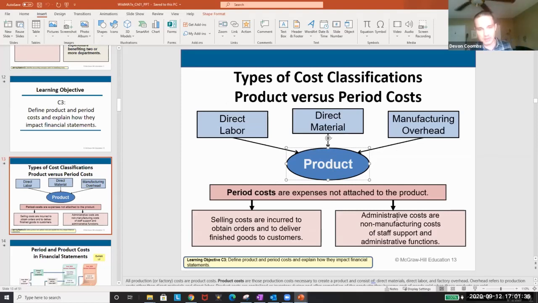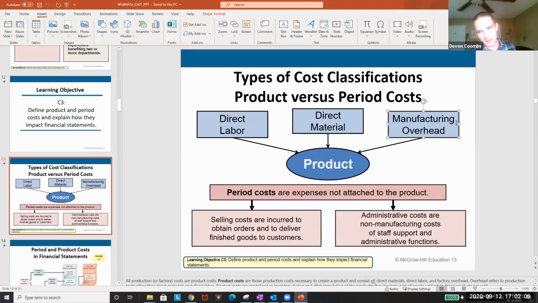Period costs don't go into making the product, and that's what we were just talking about, Emmy. You did a great segue here, where if the costs are selling costs or administrative costs, there's something called period costs. They're not related to the product. We could call these a type of indirect cost as well, but a better term for them is period costs. They are expensed and not attached to the product. These three items are always attached to the product.